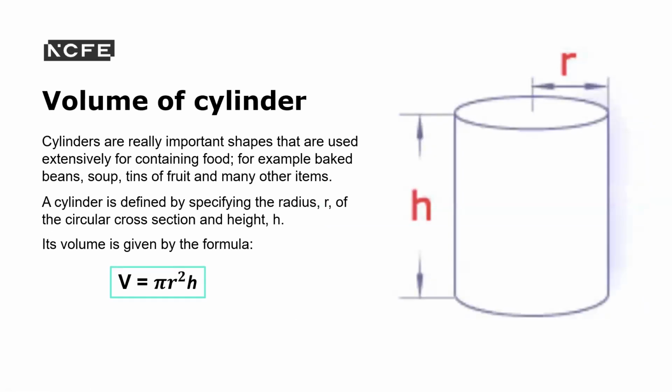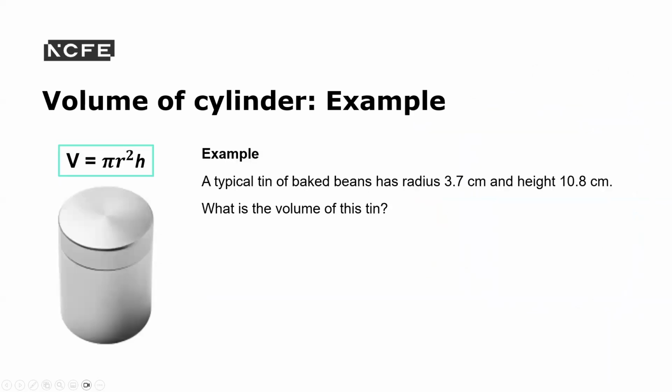Okay, so if we look at the cylinder then, we have the height and the radius. Again, we've just done the circle, so this isn't that difficult to work out. Cylinders are really important shapes that are used extensively for containing food, for example baked beans, soup, tins of fruit, and many other items. The cylinder is defined by the radius and the height. Its volume is given by the formula pi r squared times the height.